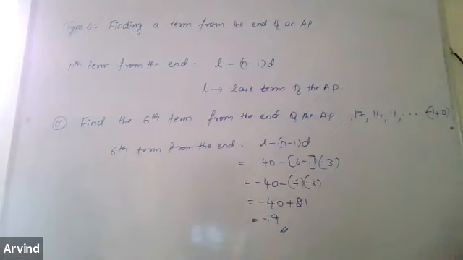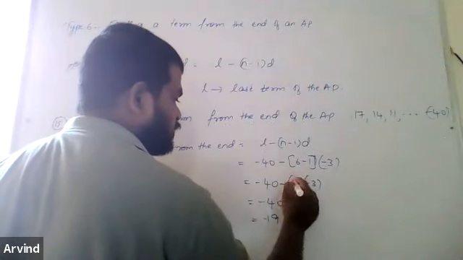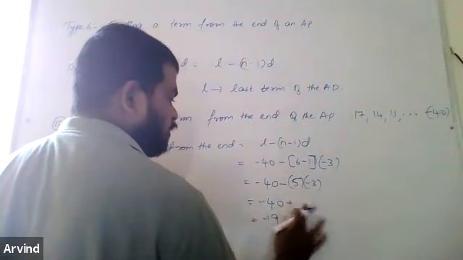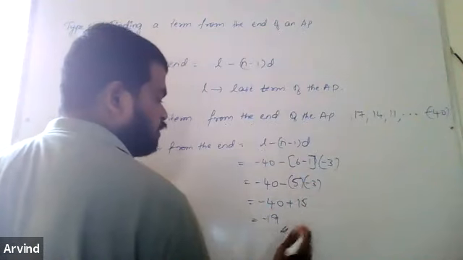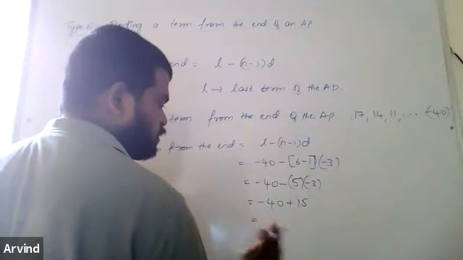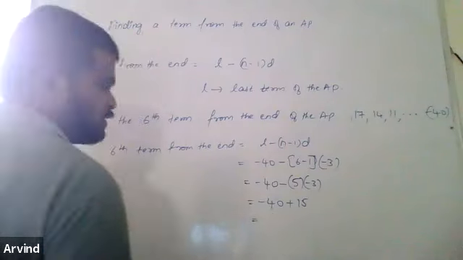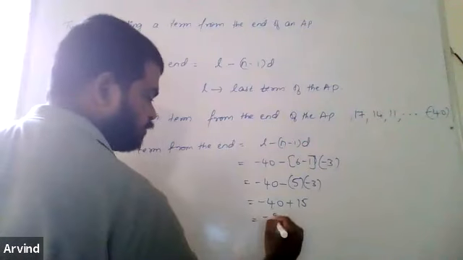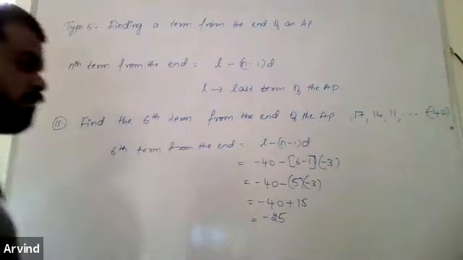Is it clear? Sixth term from the end. Yes. Sir, in the first step, in the bracket, it is 6 minus 1, no, sir? Yeah, I made a mistake. I took it as 7. 6 minus 1 is 5. So it will become 5 3s are 15. So add again, how much is it? Minus 25.